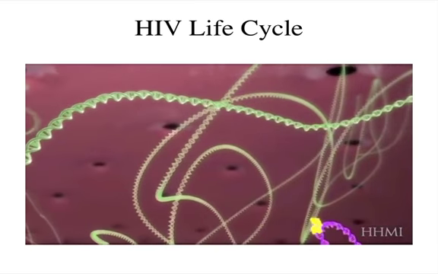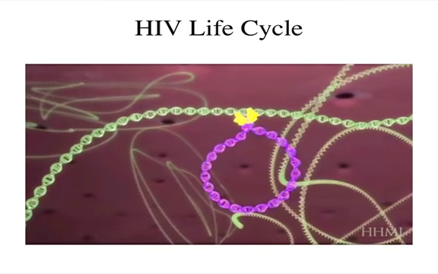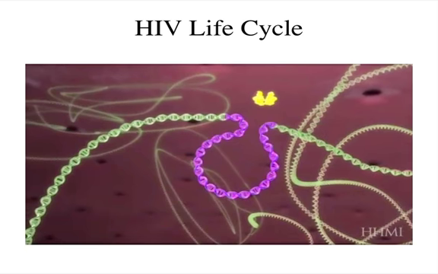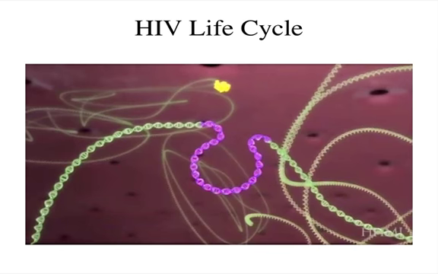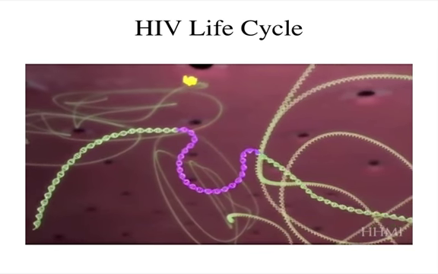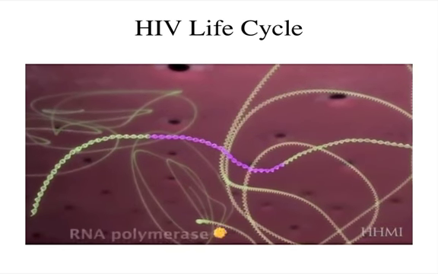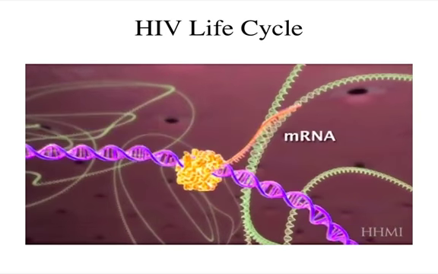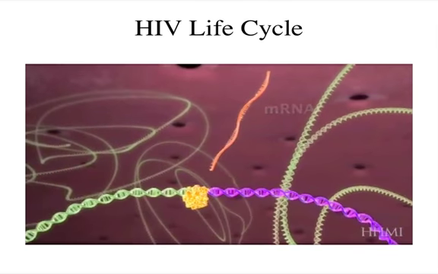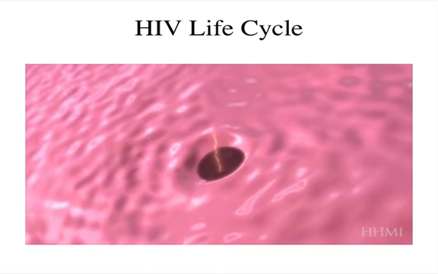Within the nucleus of the cell, it finds the host chromosome, and the integrase enzyme makes a nick in the host DNA and allows for HIV to insert itself into the host chromosome. And that right there is what establishes lifelong infection. Now, RNA polymerase comes along and makes messenger RNA. Those messenger RNAs encode for different viral proteins.